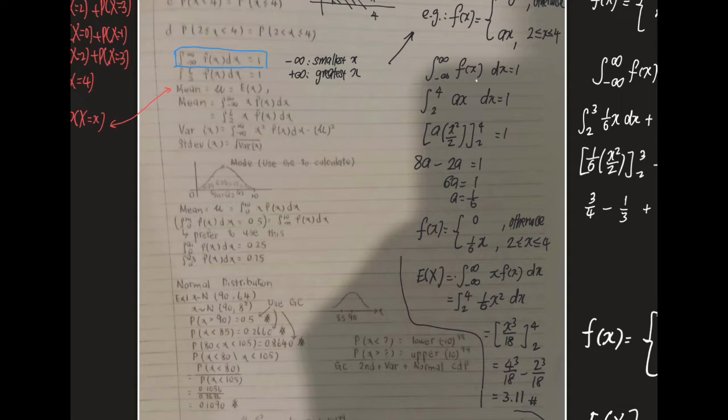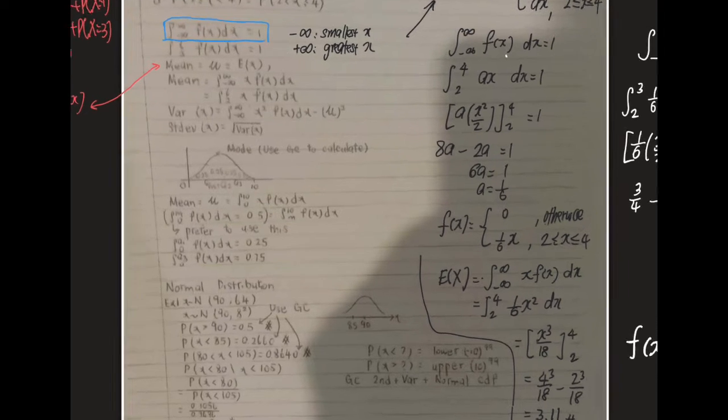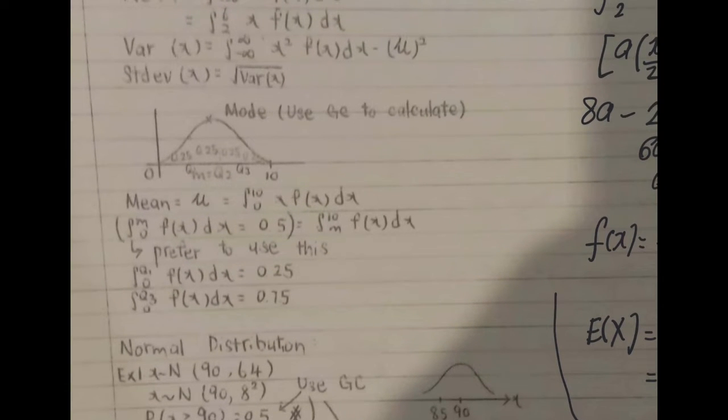Mode. In a continuous probability distribution, we use f(x) to sketch the graph. Once you sketch the graph, the mode is the highest point in the graph.